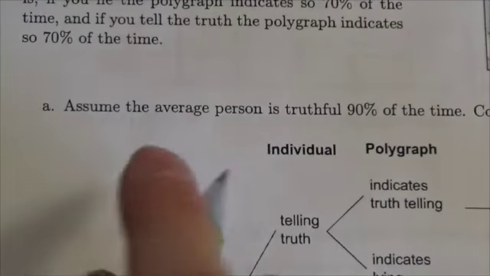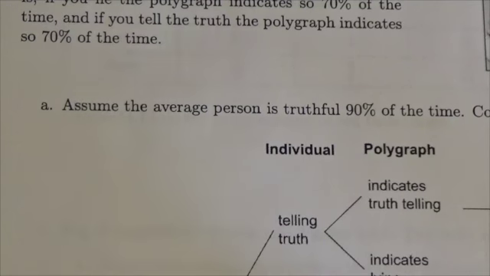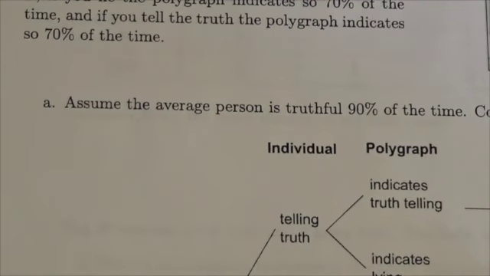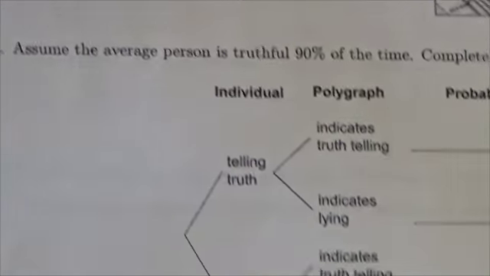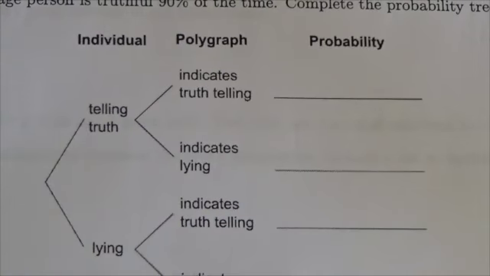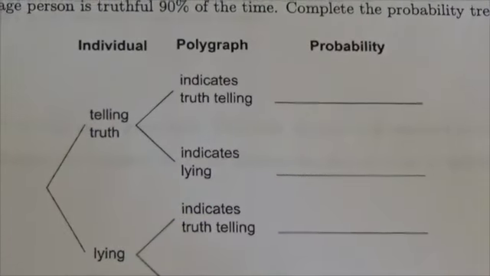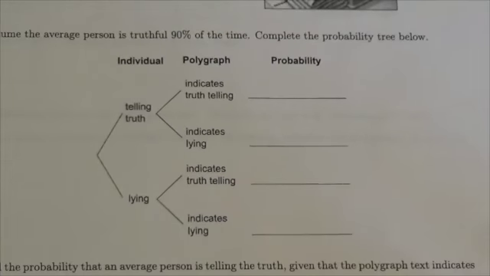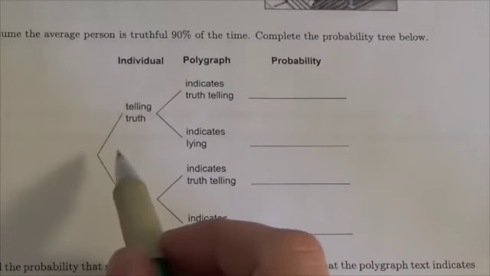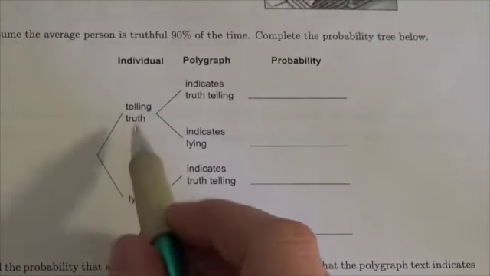So, assume the average person is truthful 90% of the time. Complete the following probability tree below here. Now, this probability tree is an excellent way of taking stock of probabilities. I'm just going to zoom out a little bit here so you can see the whole thing. Okay, so here we go. Telling the truth and lying.